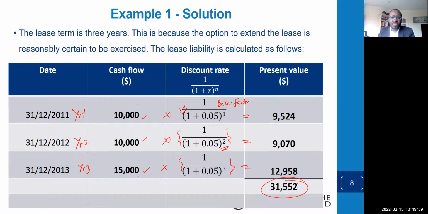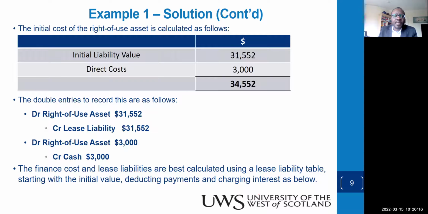Okay. Is that all? Is that all that we need to recognize? This is a present value. But you can see this does not include the direct cost. Okay. It does not include the direct cost. So the direct cost will need to be included, okay, or added to be able to recognize the cost of the asset. So the initial cost, which we have calculated as the lease liability, is this. Add the 3,000, and this gives us the right of use asset, which we must recognize.